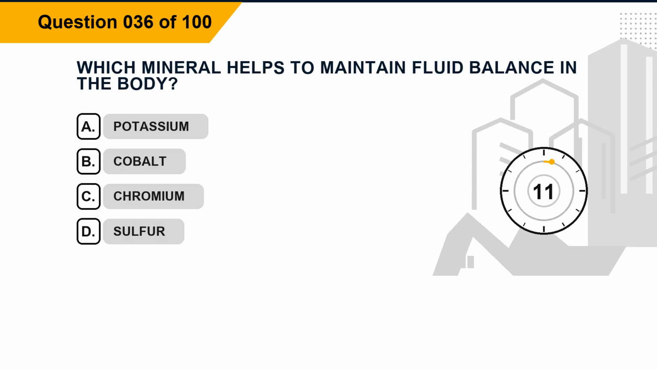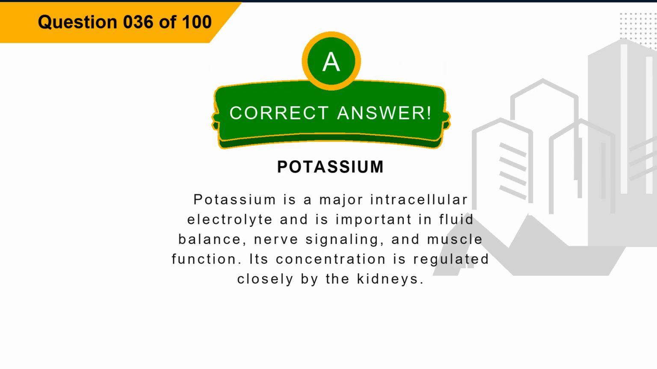Question 36. Which mineral helps to maintain fluid balance in the body? Option A, potassium. Option B, cobalt. Option C, chromium. Option D, sulfur. The correct answer is option A, potassium. Explanation. Potassium is a major intracellular electrolyte and is important in fluid balance, nerve signaling, and muscle function. Its concentration is regulated closely by the kidneys.